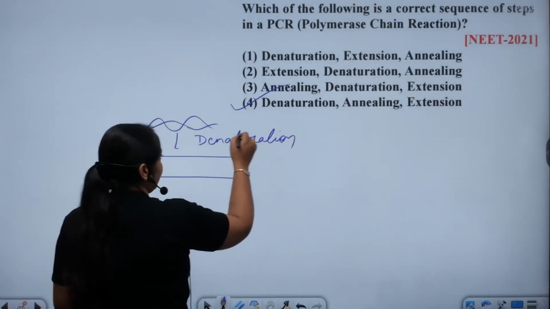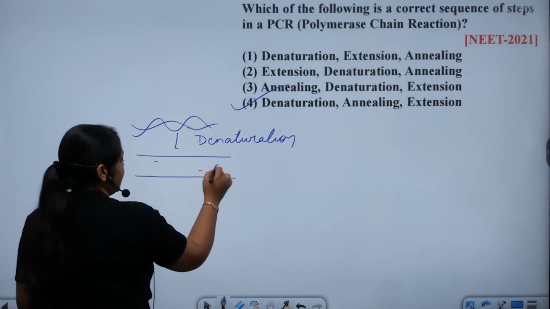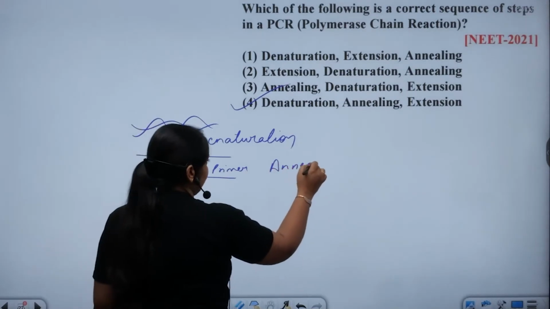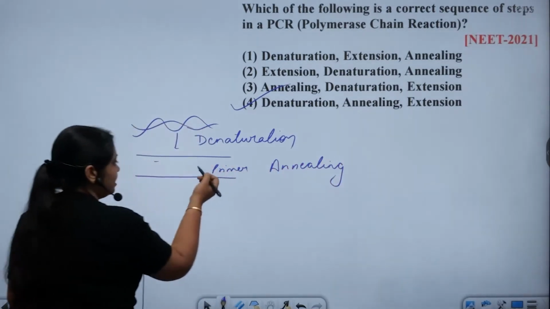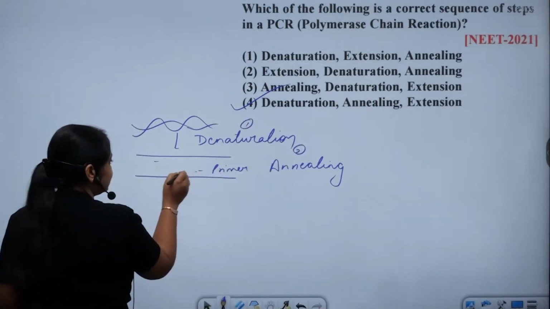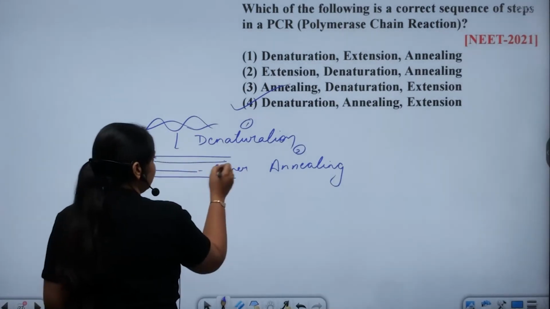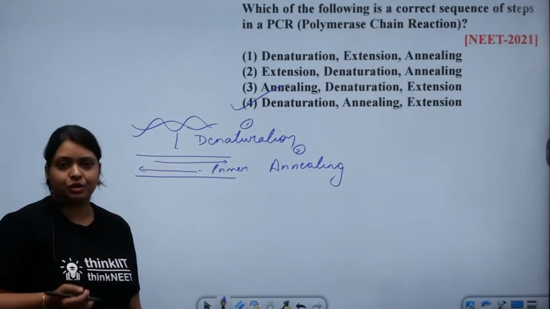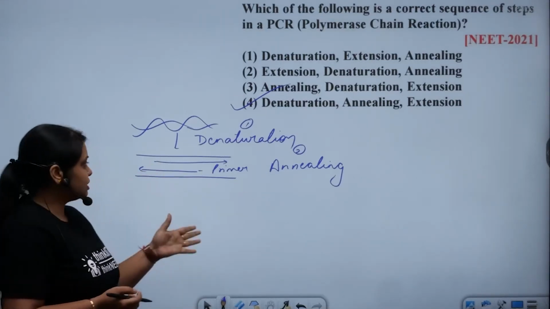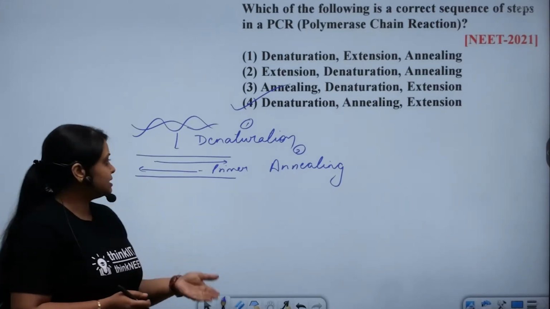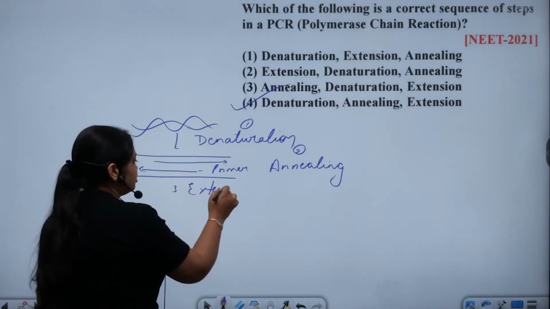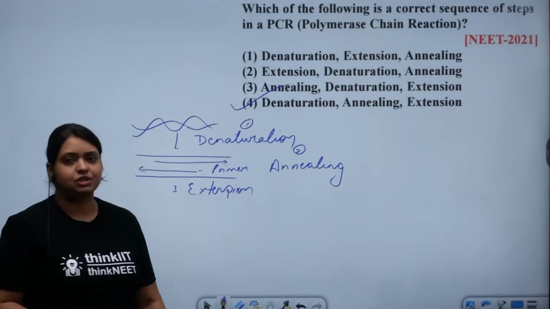After that, the primer will attach over here, and the attaching of this primer is called the annealing part. After that, when a primer is attached, the third step which follows is the extension of that particular primer, or the addition of new nucleotides to form a new copy, or the carbon copy, of the previous DNA. So this is how we are amplifying the DNA, and the steps are denaturation followed by annealing followed by extension. So that's why the correct answer for this question is the fourth option.